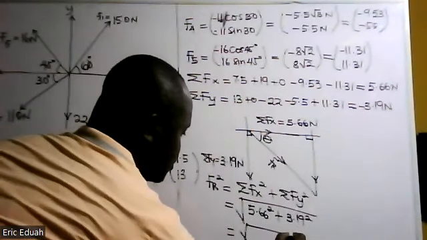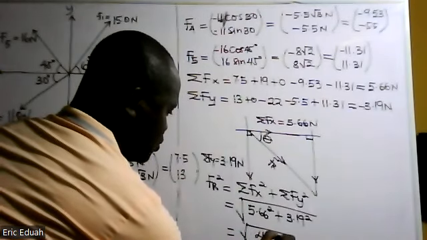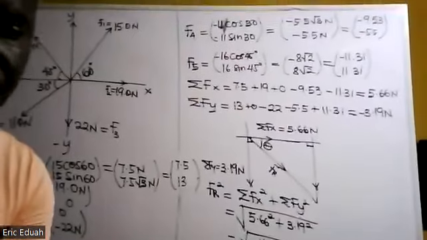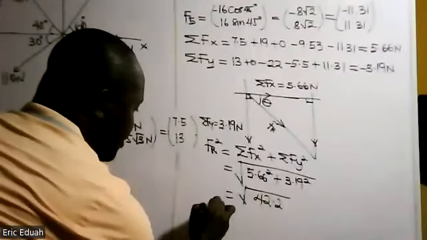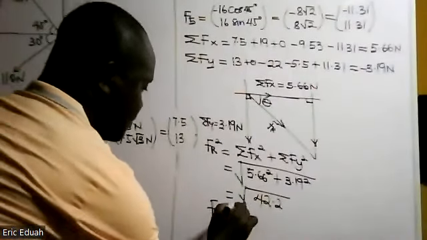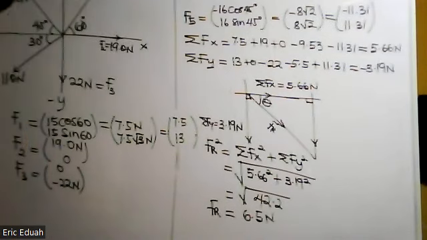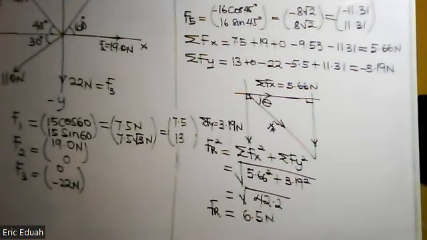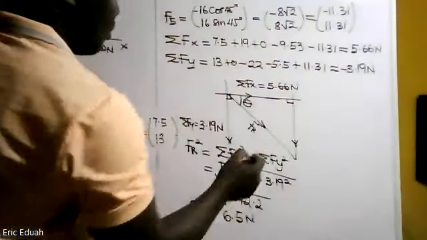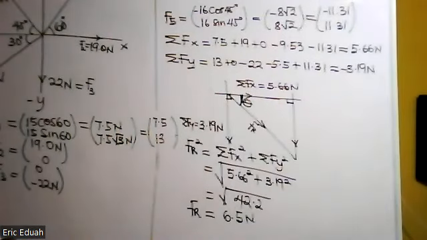So we have square root of 42.2. Let me adjust the screen a little bit. So the resultant is equal to 6.5 Newton. And that's the answer in the book. Let's look at the direction. Direction of the resultant. Here we use this side of the board. And this is the angle it makes with the x-axis.